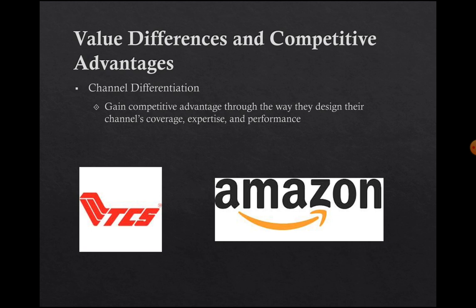Similarly, when we talk about channel differentiation, it is basically about channel coverage, expertise and performance. Now, TCS and Amazon give a strong channel to everyone. TCS is everywhere. Amazon gives you, except Pakistan, Amazon is not in Pakistan, but UK, US, and the rest of the world, and I believe India as well. So TCS and Amazon give you a certain difference in the channel, because they have really channelized everything you expect them to. They have all the means to deliver your package anywhere you want within Pakistan, or with Amazon, anywhere in the world, right? That is where channel differentiation comes in.